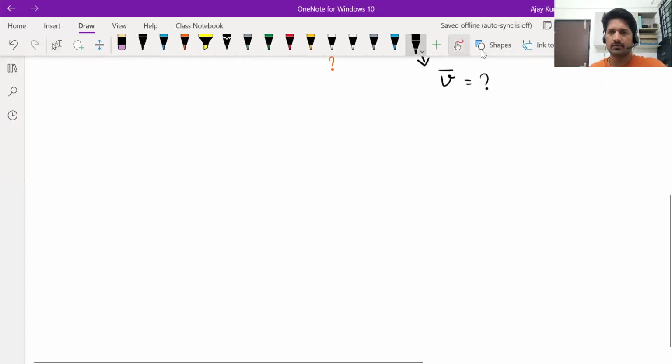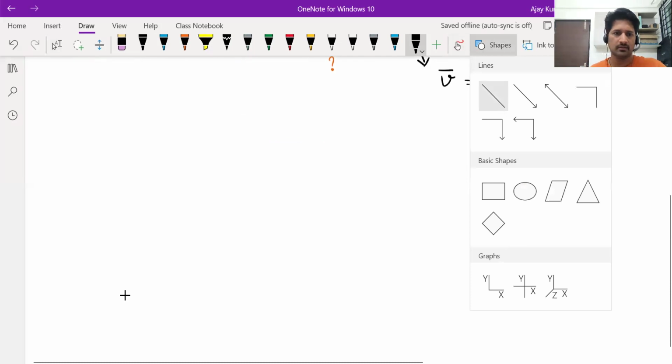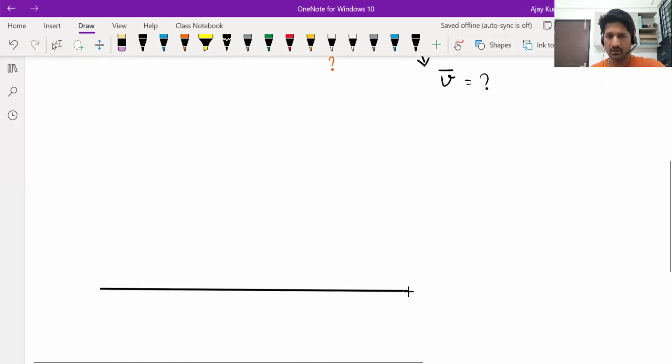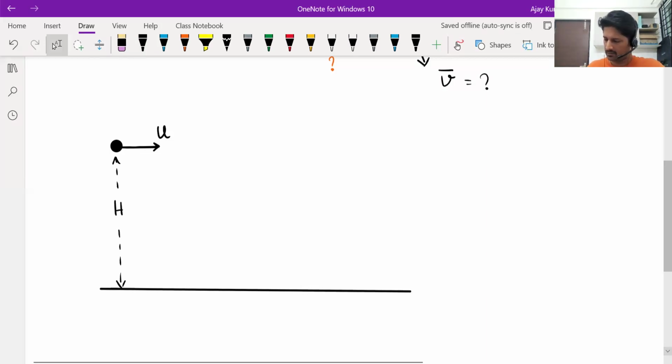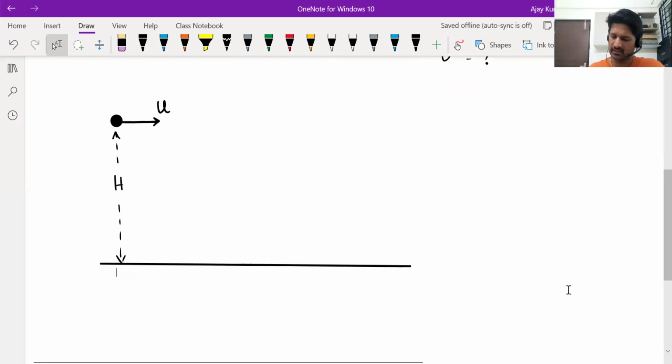So there is an object projected horizontally. Assume this is the object. It has been projected horizontally. Horizontally means parallel to the ground, in the x direction, from a certain height above the ground. That height is known to us. And another thing we already know is acceleration. Acceleration due to gravity is known to us. Okay, we'll see how we can find out the time, the final velocity, the range and all.